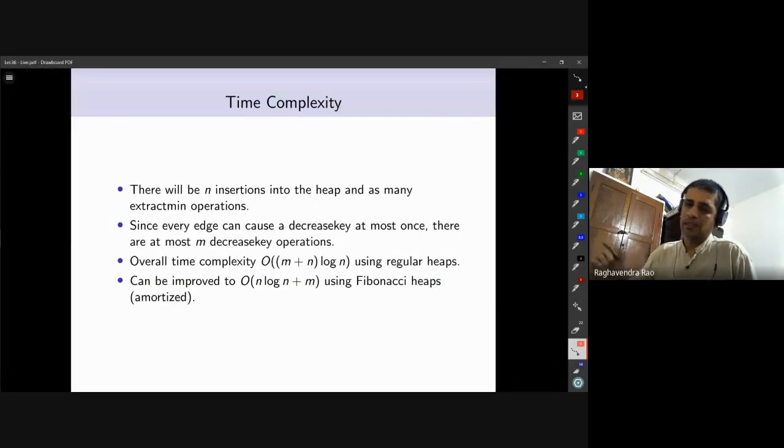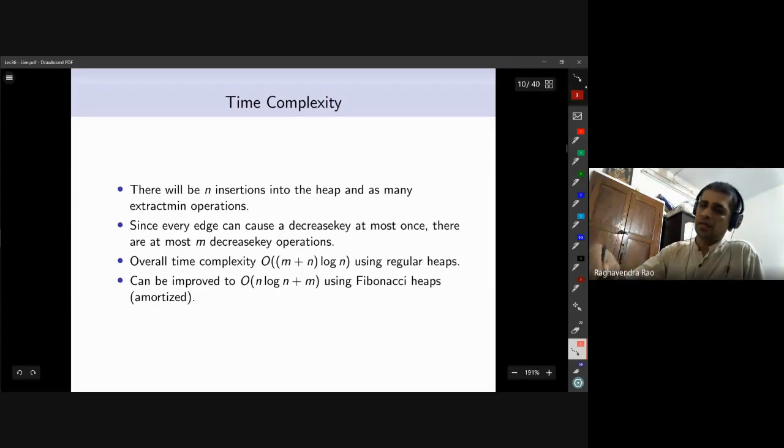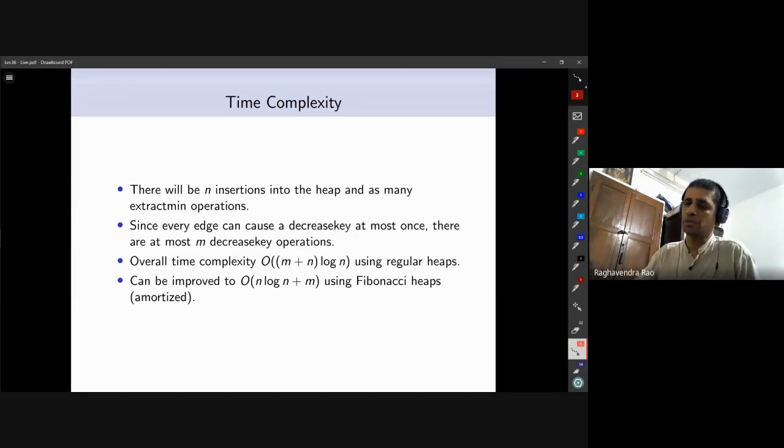So overall complexity: there will be n insertions and as many extract-min operations. The decrease-key operation can be caused by an edge at most once, so there will be m decrease-key operations. So overall complexity will be order of m plus n log n if you use a regular heap. You can improve it using Fibonacci heaps, but the bound will be amortized n log n plus m, up to a constant factor.